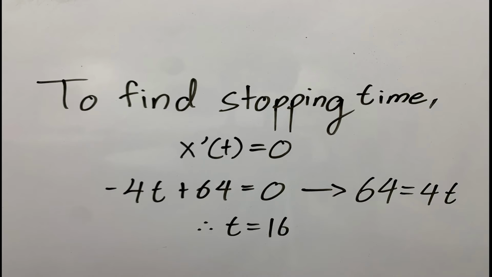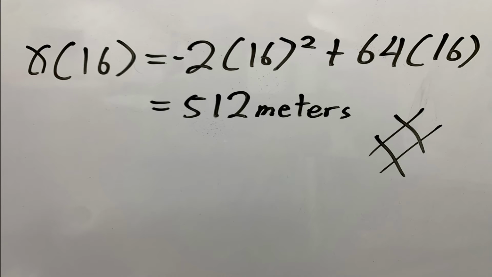64 equals 4t, and thus t equals 16. Finally, substitute t equals 16 into the equation x in terms of t equals -2 multiplied by 16 squared plus 64 multiplied by 16, and the solution will be 512 meters.